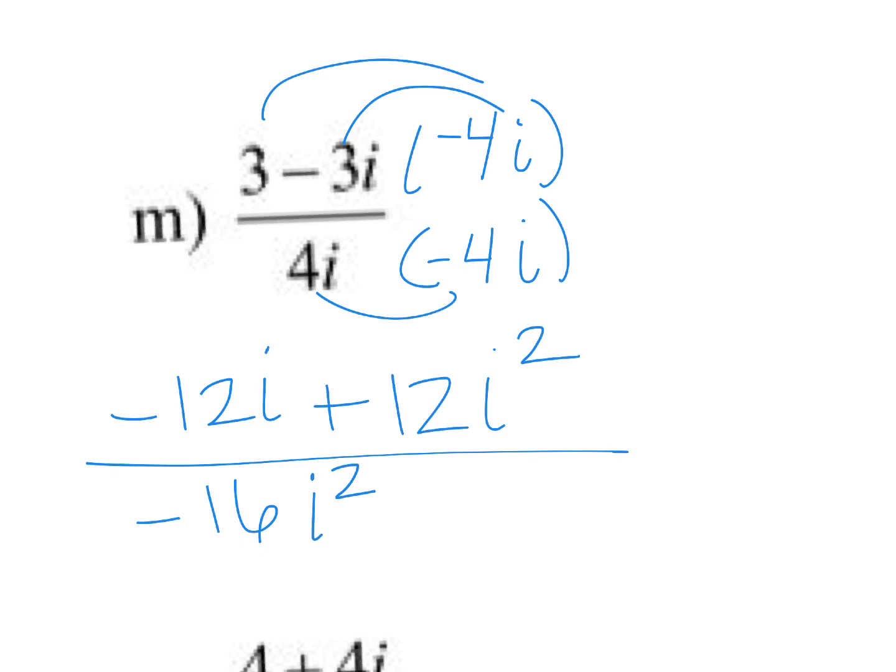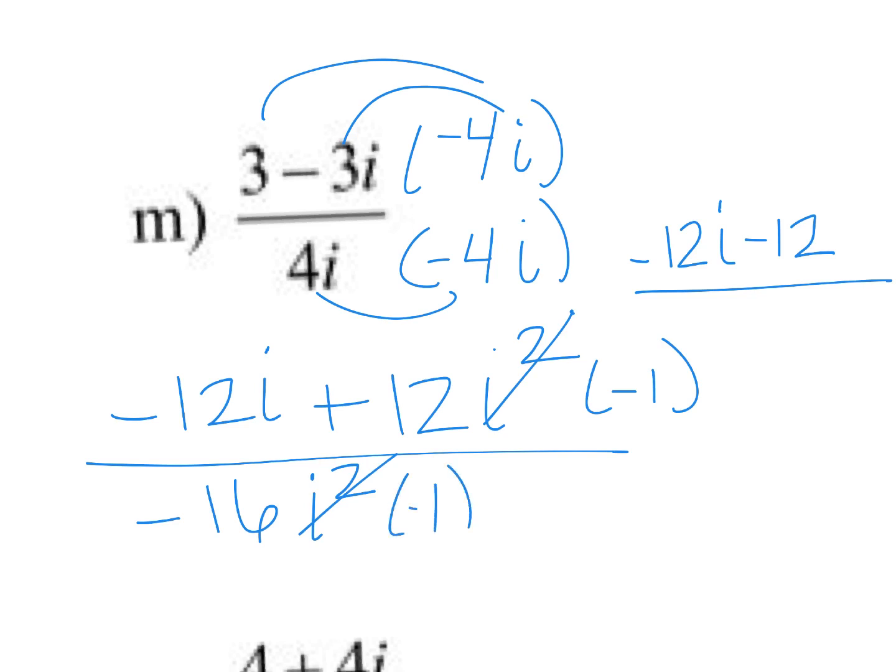All right, so let's clean up the i squareds. On top, we're going to have negative 12i, and the i squared is going to turn into negative 1, turning that into negative 12 on top. And on the bottom, let's clean up this i squared here, turning it into a negative 1, making the negative 16 into a positive 16.